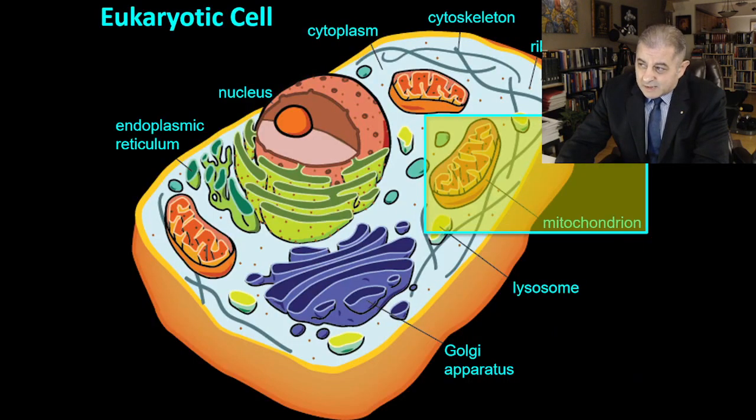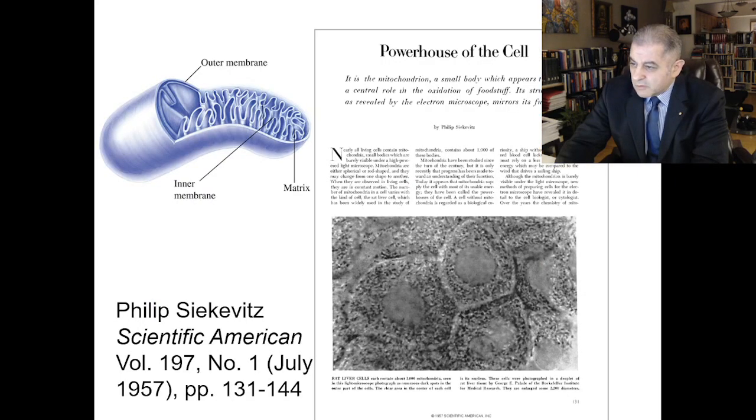So the basics here: first of all, we are zooming in on the mitochondrion, which, as most of you, or probably all of you, know very well, is the powerhouse of the cell in the sense that it produces the ATP that we need in order to carry out our living functions, a term that was coined way back in the 50s by Philip Siekevitz in a very well-known Scientific American journal article.